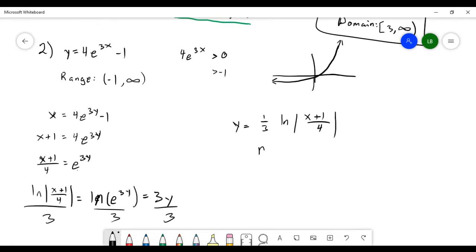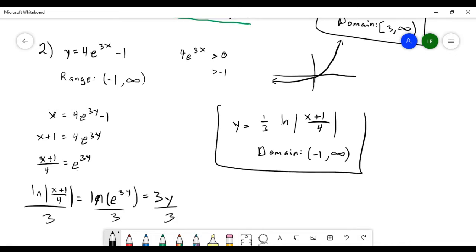And of course, its domain will be everything bigger than -1, not including -1, because that was the range of our original function. That makes sense?